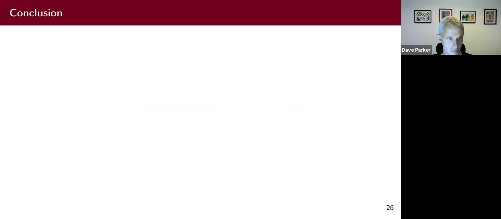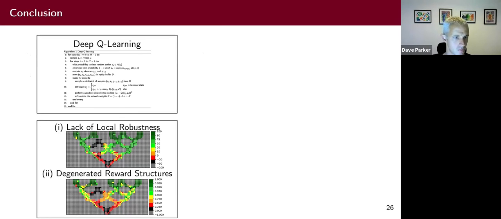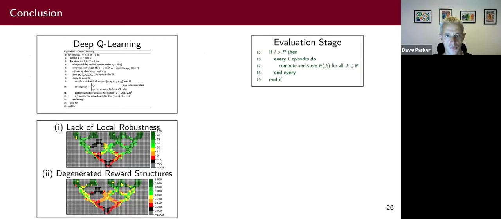To conclude, we today pointed out two deficiencies which are omnipresent in deep reinforcement learning. First, the lack of local robustness, and second, degenerated reward structures having the need for proxy objectives. We shortly introduced deep Q learning as one possible deep reinforcement learning algorithm which we used to implement evaluation stages.